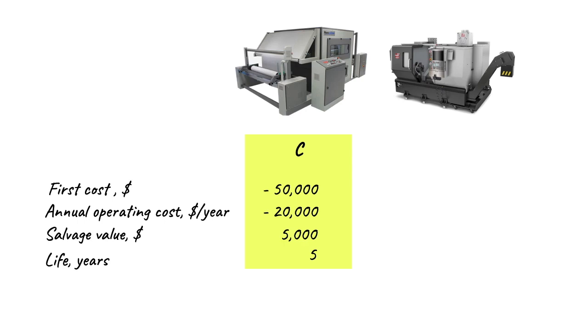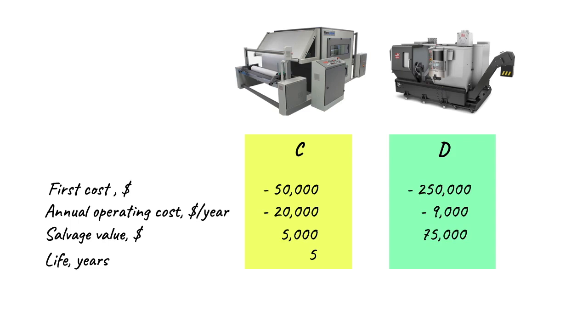The machine on the right side, let's call it machine D. It is more expensive because it has a higher first cost of $250,000, and its annual operating cost is interestingly much lower, which is $9,000, and the salvage value is $75,000. Maybe it means if it breaks at any time, you can return it to the manufacturer and get a salvage value of $75,000. It has a lifetime warranty. It means they are confident that this machine would not break down. That's why the company can guarantee you such terms. So in this case, the life of machine D is infinity.